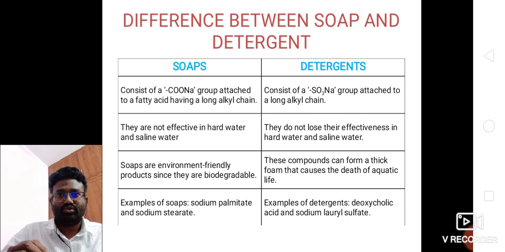Examples of soaps: sodium palmitate and sodium stearate. Examples of detergents: deoxycholic acid and sodium lauryl sulfate.